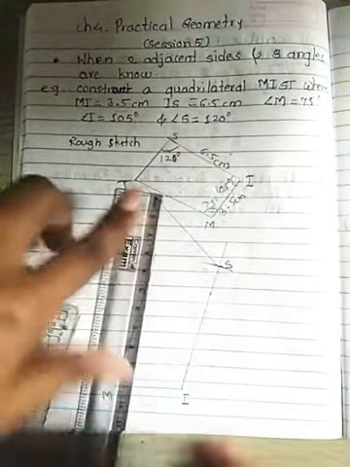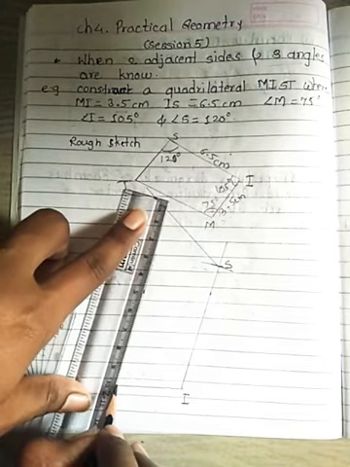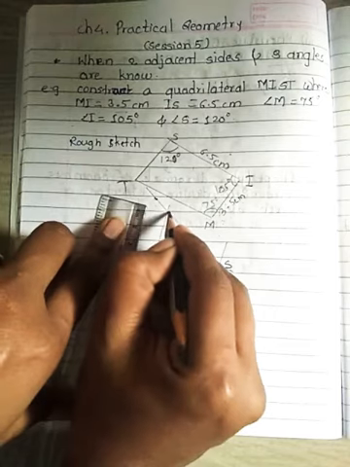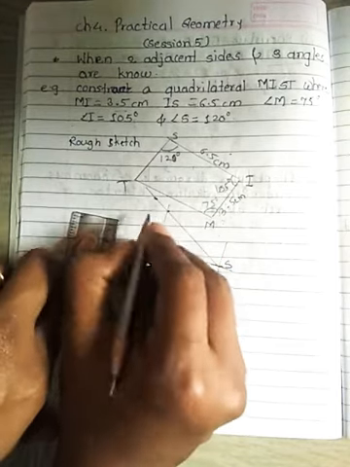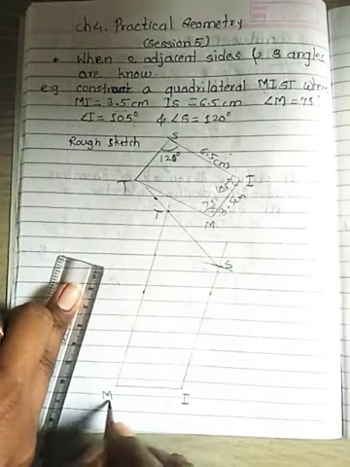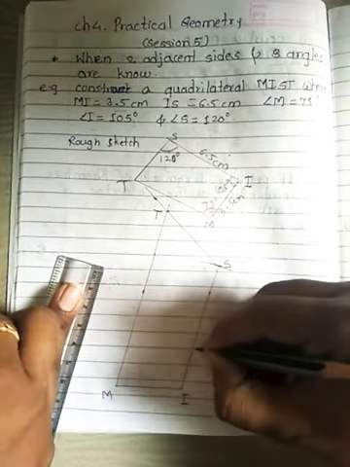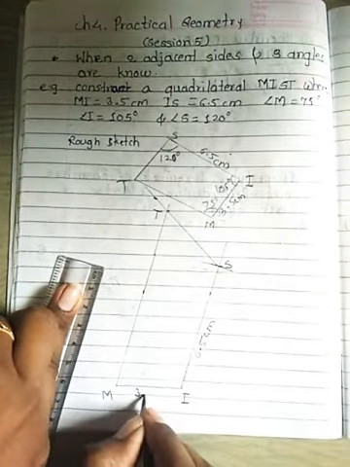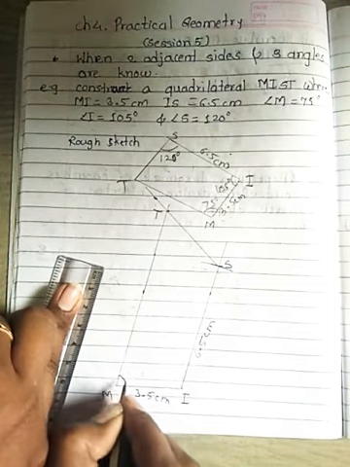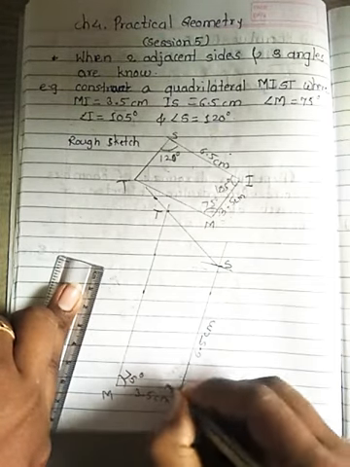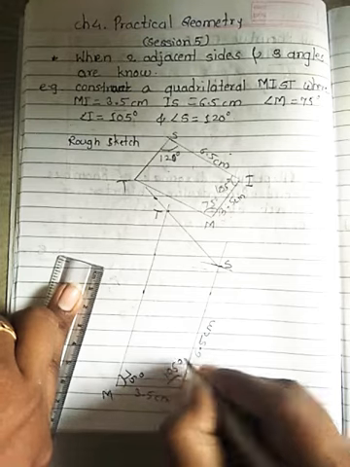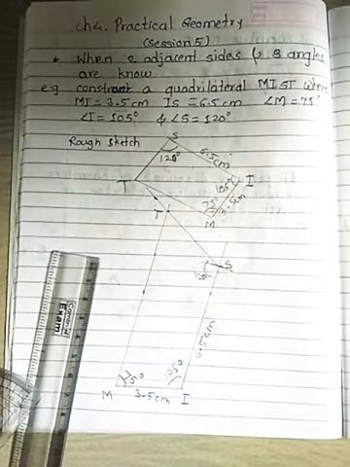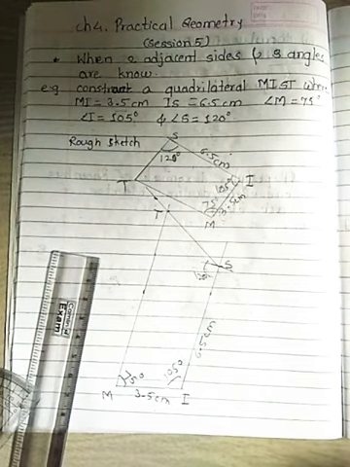Now extend this line. Somewhere here it will join this. Then here you'll get point T. MIST. This one is 6.5 centimeter. This one is 3.5 centimeter. This one is 75 degree. This one is 105 degree. And this one is 120 degree. You need to mention all the measurements.